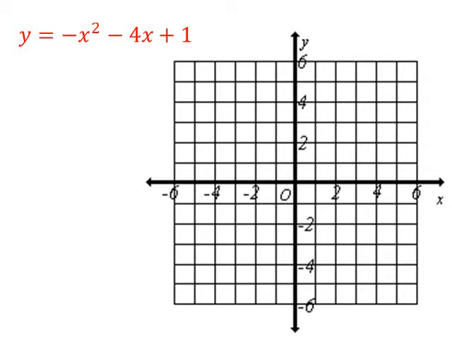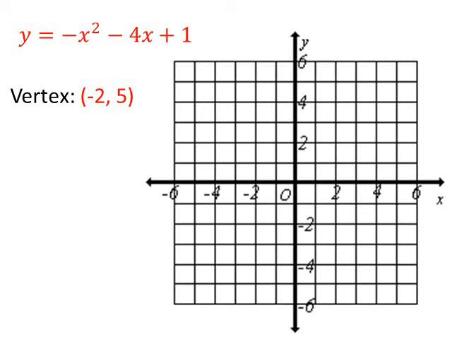Another example, this one's negative x squared minus 4x plus 1. So the first thing I need to do is find the x-coordinate of the vertex by doing negative b over 2a. And in this case, since b is already negative, negative b is going to be positive 4. So I have positive 4 divided by 2 times negative 1. A is negative 1 because I have that negative in front of the x squared. So I have 4 over negative 2, which is negative 2. Then I plug negative 2 back into the equation, and I'm going to get 5.